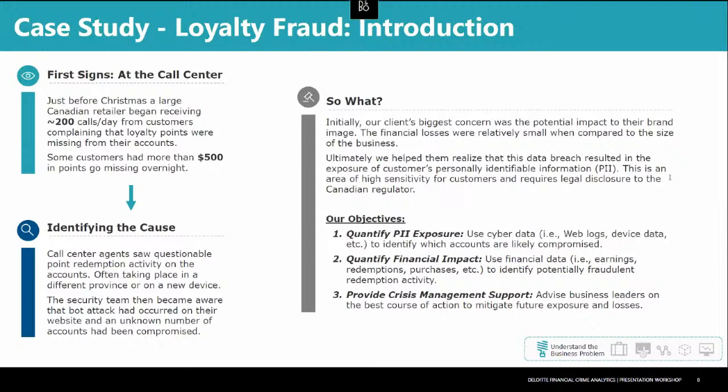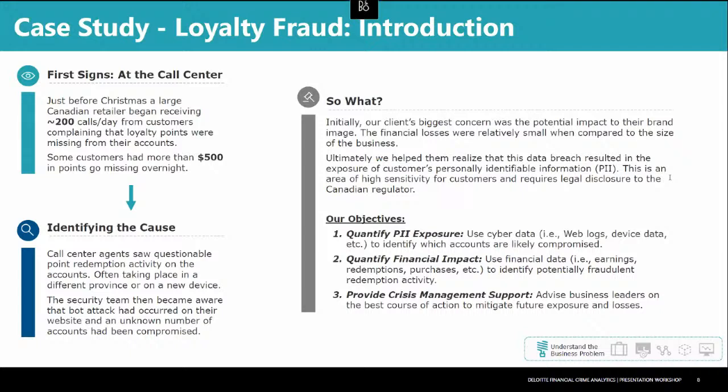So what we'll talk about today, think about it like a case study. This is a sanitized real project that we worked on a couple of years ago, taking you through something that actually happened. I want to walk you through what that process looks like and how we integrated analytics to really solve the problem.